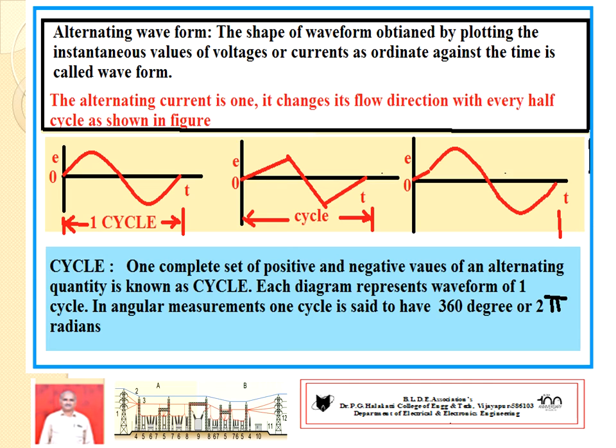Next important definition, cycle. What do you mean by cycle? It is not a bicycle. One complete set of positive and negative values of an alternating quantity is termed as cycle. The above figure represents one cycle of induced EMF. In angular measurement, one cycle is said to have 360 degree or 2π radians.